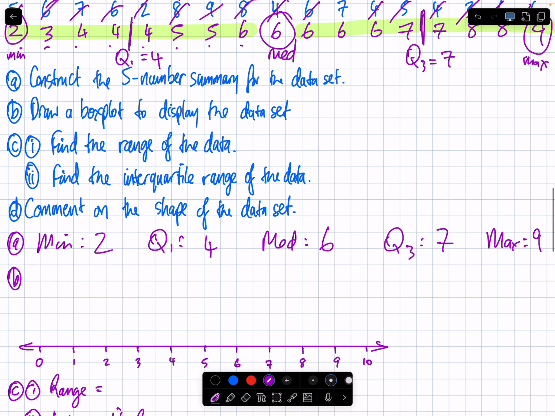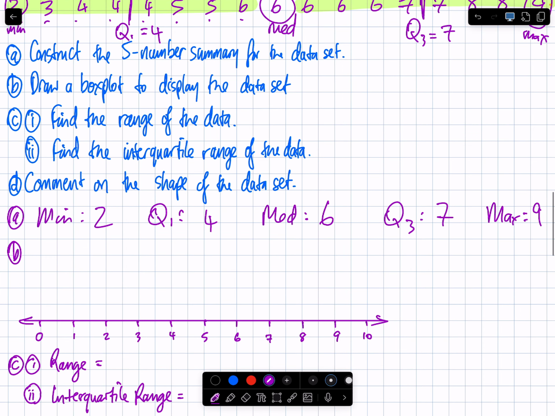Let's draw a box plot for that. Do I have a scale right now that's going to fit between 2 and 9? Let's draw a short line at 2. Short line at 4. What did I do with the median line? Was it the same shortness or a little longer? A little longer. Median, 6. Q3, 7, short line. Maximum 9.